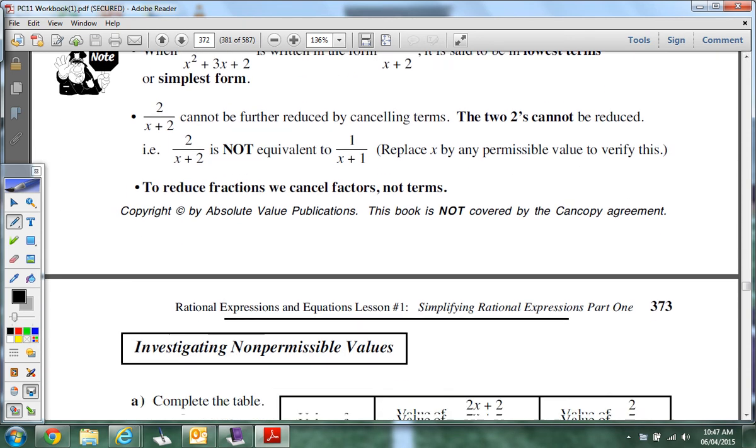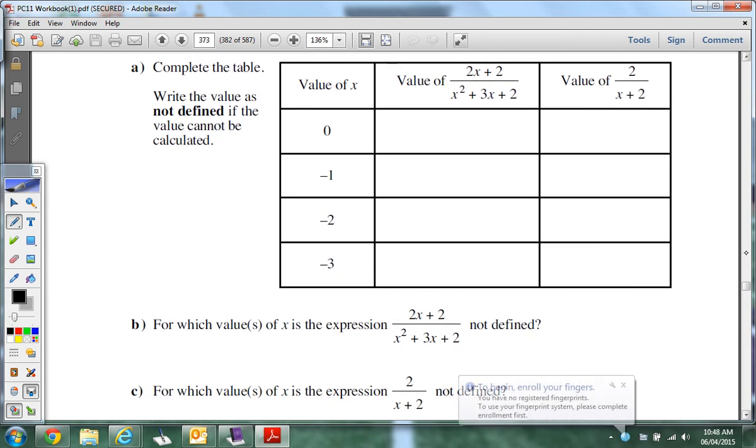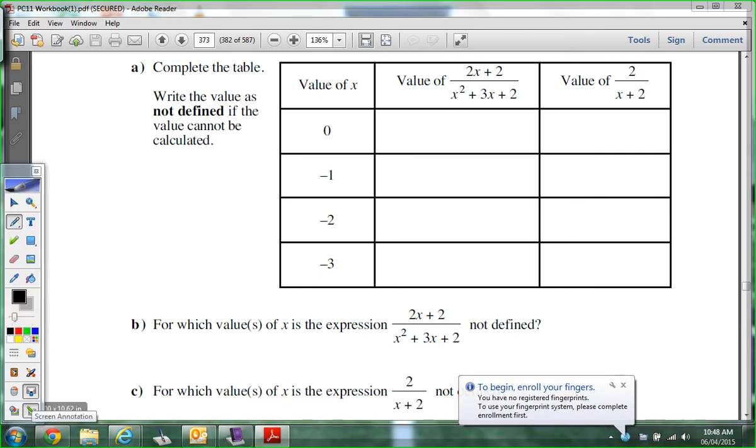All right, let's get into permissible values now. Off the same table we just did, we're going to plug in 0, -1, -2, and -3. If I plug in 0, again, we know what that is. It's 2 over 2, 1. Now, if I put a -1 in, the top, -2 plus 2 is 0. I have -1 squared is 1, plus a -3 plus 2. I get 0 again.